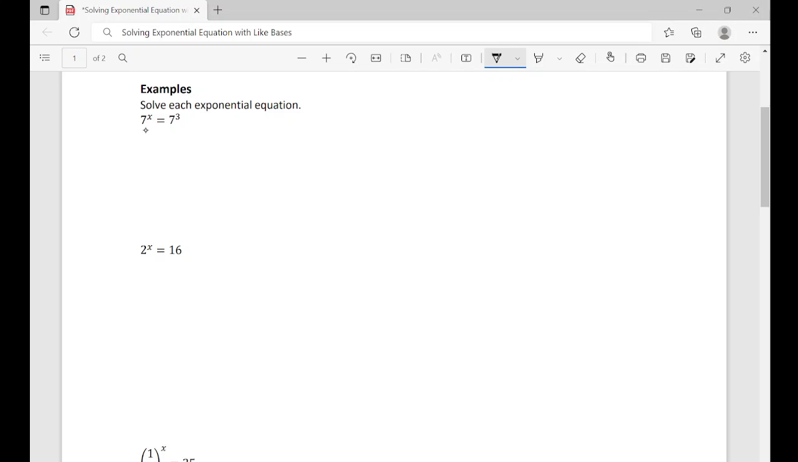So first we have 7 to the x equals 7 to the third. Both bases are the same. Both are 7s raised to a power. So we can just disregard the 7s and just focus on the exponents as x equals 3. And solve. Well, it's already solved for me. So here's my answer. x equals 3. That's all there is to it.